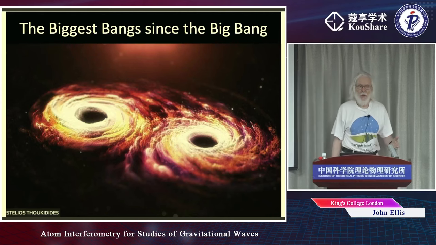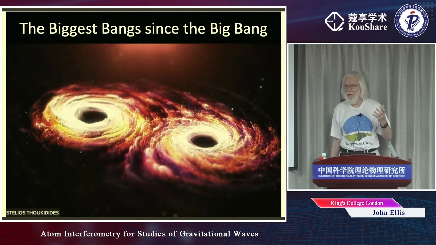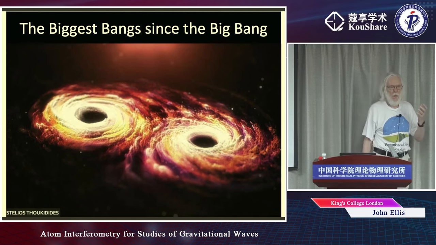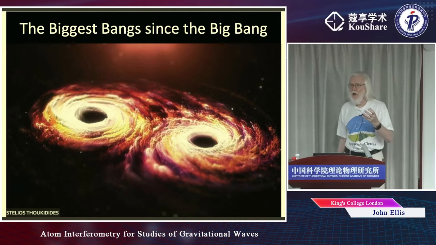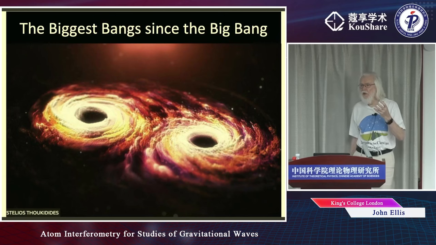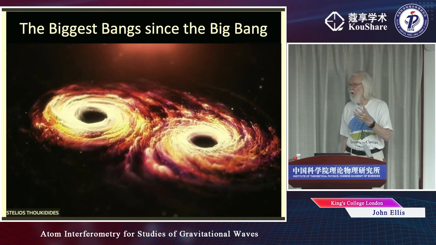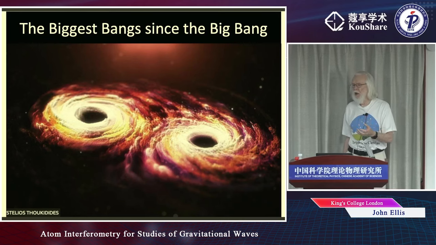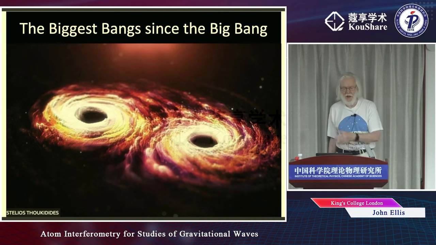And when they merge, they emit enormous amounts of energy. Just to remind you, the first LIGO-Virgo event emitted the equivalent of 3 times the mass of the Sun in gravitational waves. Compare that with a supernova, which emits something like 1 per mil of a solar mass in energy. So these things are much more energetic.